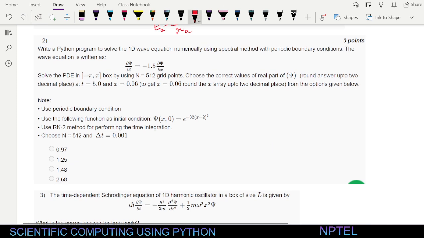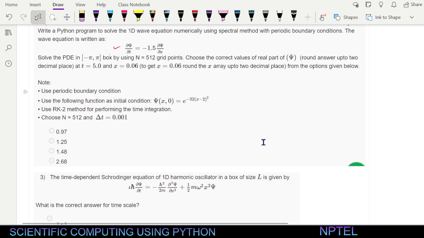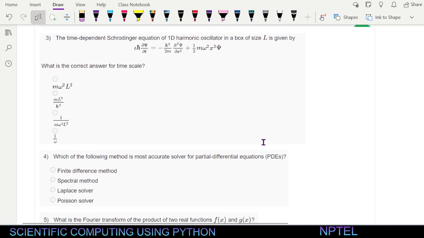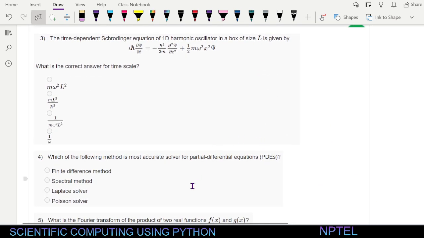The second one is a coding assignment. The wave equation is given and all the instructions are given. So this we'll do later. Let's do the third one. The third one is rather easy if you consider it just as an MCQ. What is the correct answer for the time scale? The Schrodinger equation is given. We want to know the time, so we can compare the first and third terms.